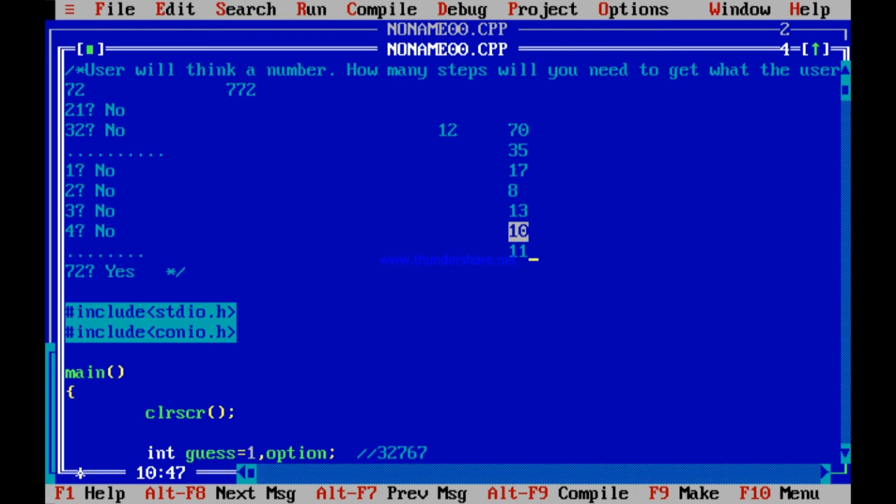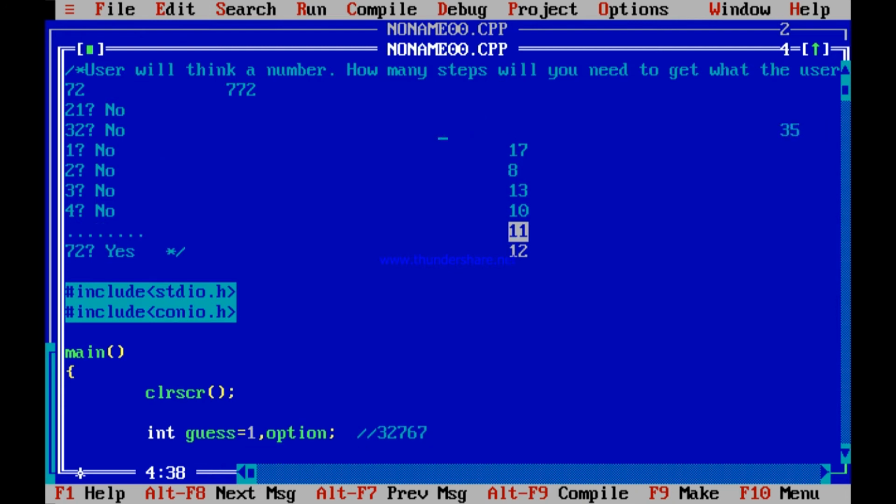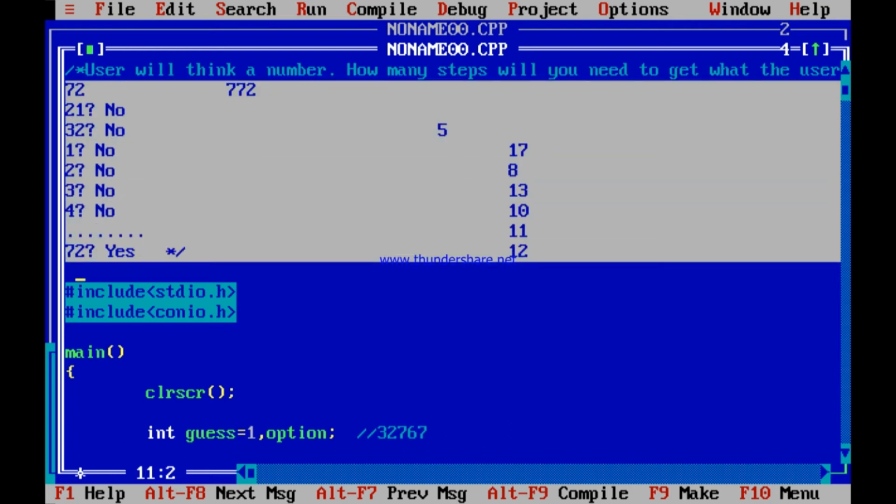User says no. So you understand it is greater than 11 but lesser than 13. So this time you ask, did you guess a number less than 12 or equal to 12? User will say yes, and you reach the number in lesser number of attempts. But how is this possible? I will show you how. I will just get rid of this entire portion to explain.